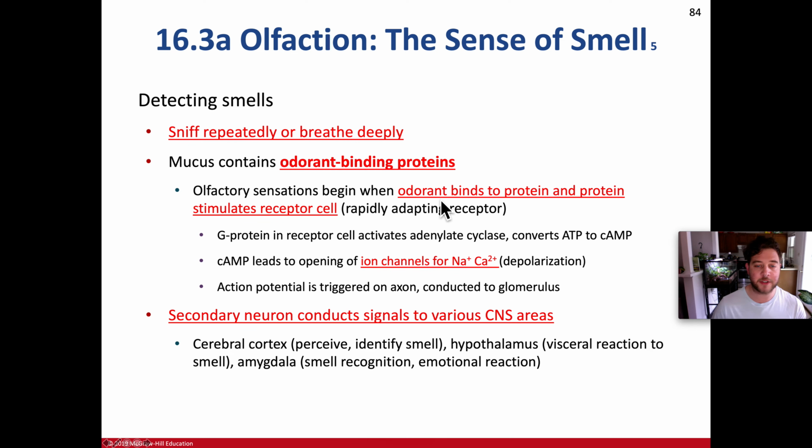You have odorant molecules binding to those olfactory receptors. That's going to activate a G protein cascade that will cause depolarization through opening sodium and calcium channels, and that will then be conducted to the glomerulus, which is then taken to the central nervous system structures, the brain structures.